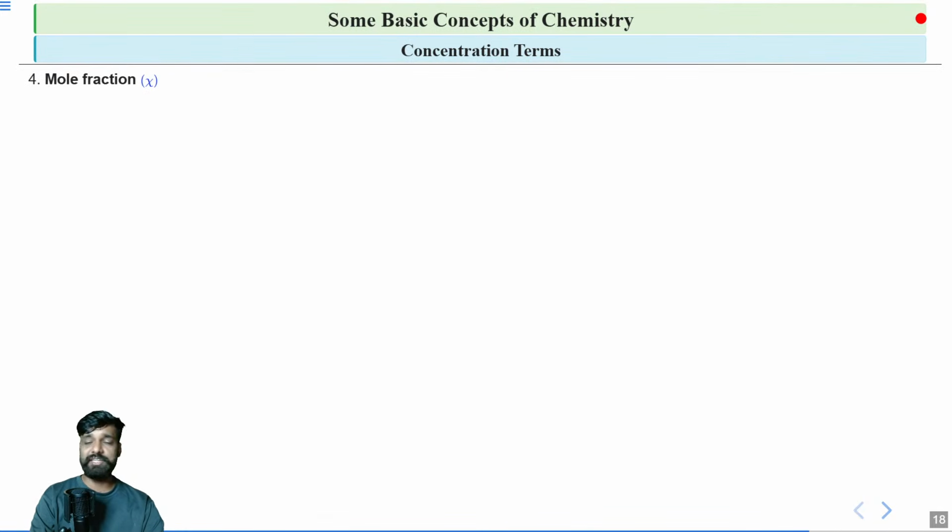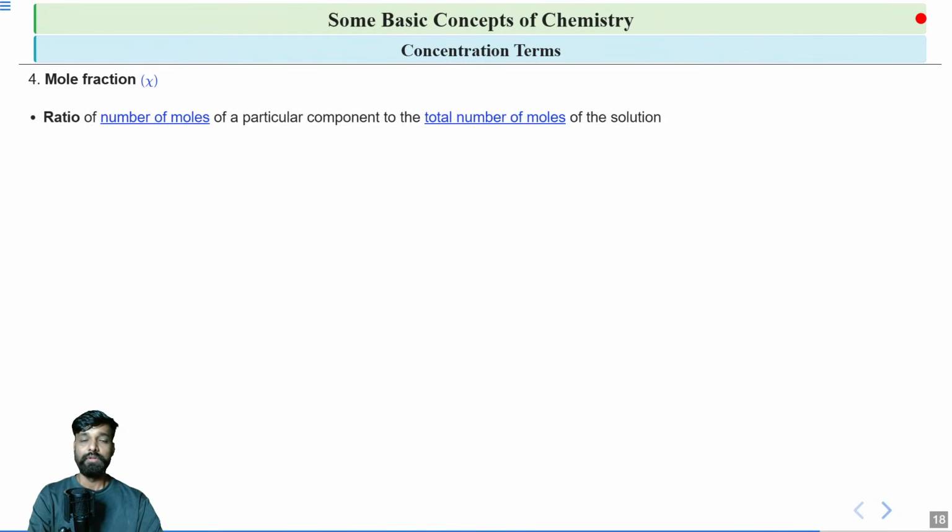Now the last concentration term is your mole fraction. To calculate the mole fraction, you take a simple formula, which is the number of moles of the component whose mole fraction you are calculating divided by the total number of moles. So this will give you your mole fraction. Again, this is a ratio, so it will not have a unit.